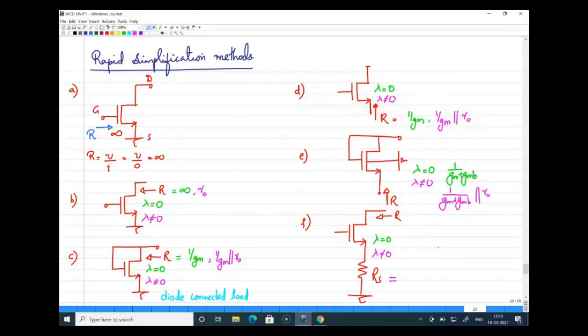Are you confused? I think it is R naught plus RS. So it is not R naught plus RS. There are some more additional terms.